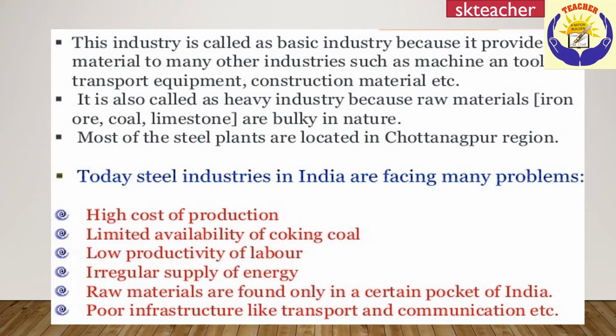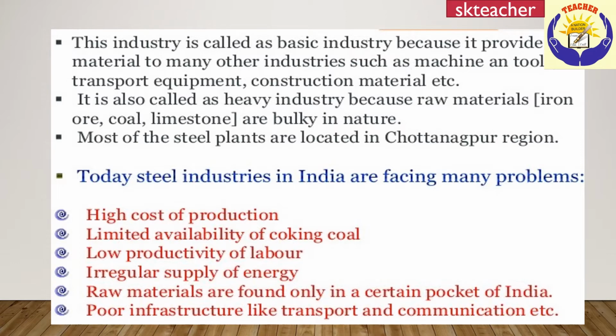This industry is called a basic industry because it provides material to many other industries such as machine and tool, transport equipment, construction material, etc. It is also called a heavy industry because the raw materials iron ore, coal and limestone are bulky in nature.